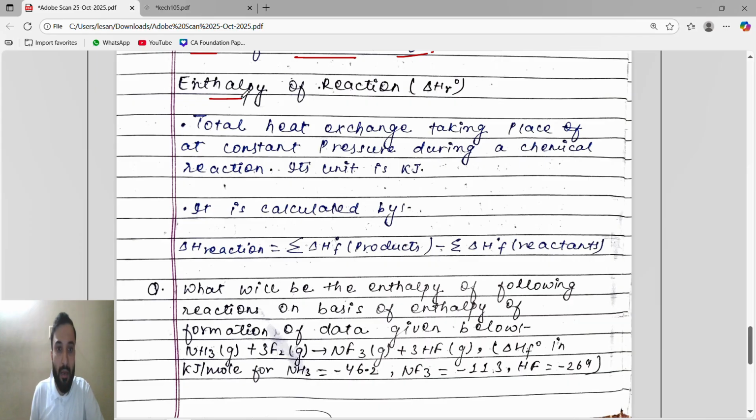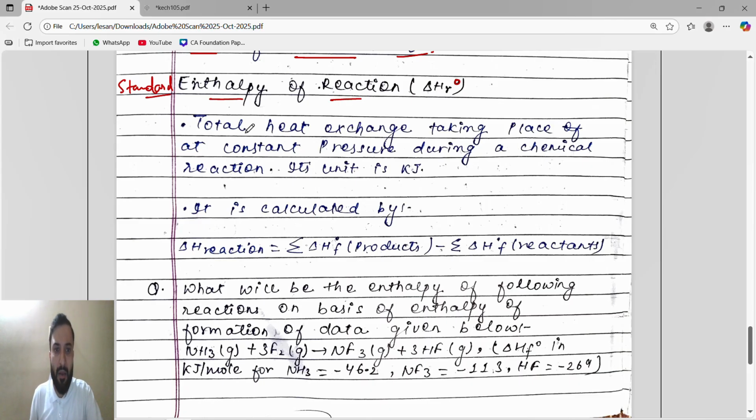Now, enthalpy of reaction. Again, this is standard enthalpy of reaction, because this note indicates standard. In standard enthalpy of reaction, reaction means, obviously, what? Reactant side, reaction is happening during a chemical reaction.